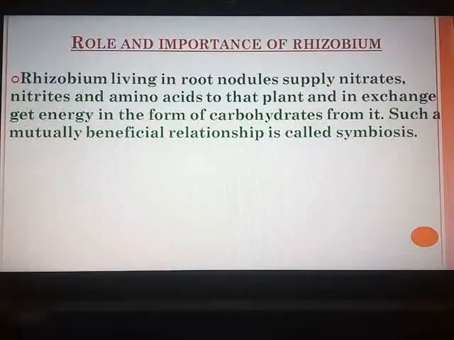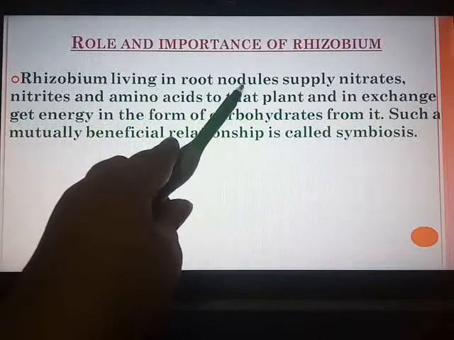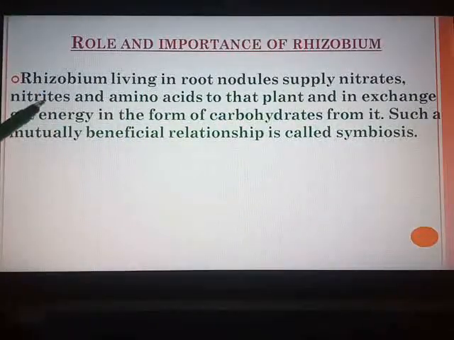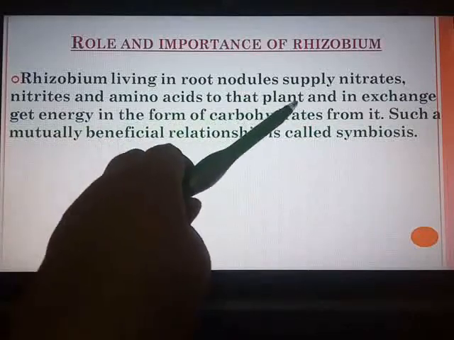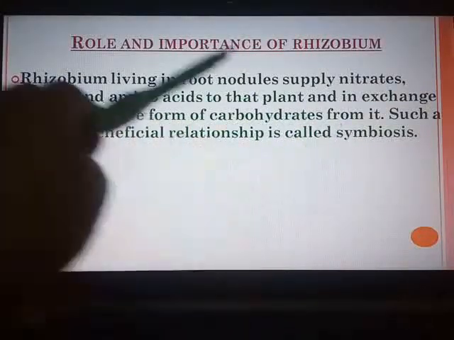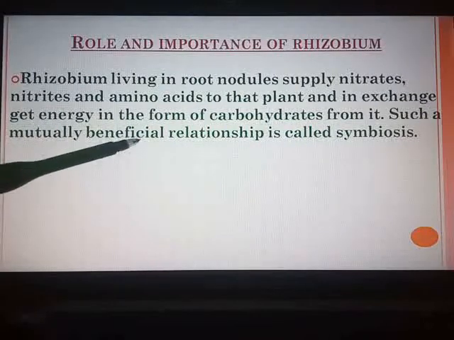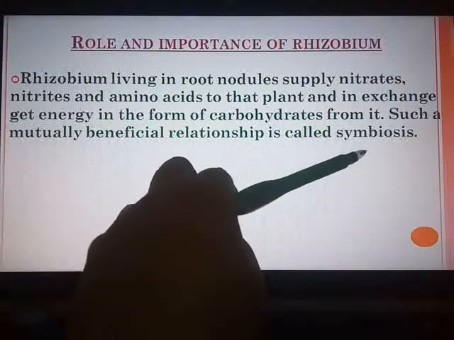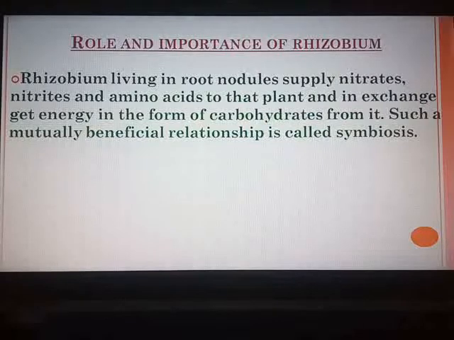So the first importance of Rhizobium is that it lives in the root nodules. They supply nitrates, nitrites and amino acids to the plant, and in exchange get energy in the form of carbohydrates from it. Such a mutually beneficial relationship is called symbiosis, and hence they are known as symbiotic bacteria. Now these rhizobia produce nitrogenous compounds from the atmospheric nitrogen.